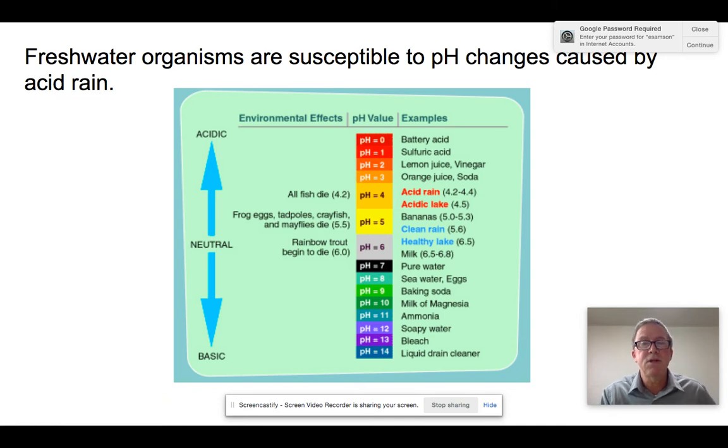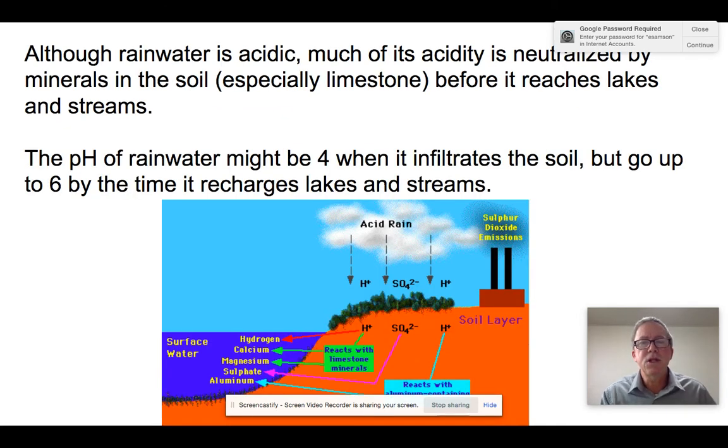But let's talk about why it is that the water in our lakes and streams is less acidic than the water coming out of the sky. It has to do with the buffering ability of the soil and rock material that the water interacts with when it infiltrates. So rainwater coming down, remember, even under ideal conditions, is going to be about 5.6, and under worse case scenarios with all the sulfur dioxide, my acid rain might be as low as say 4.